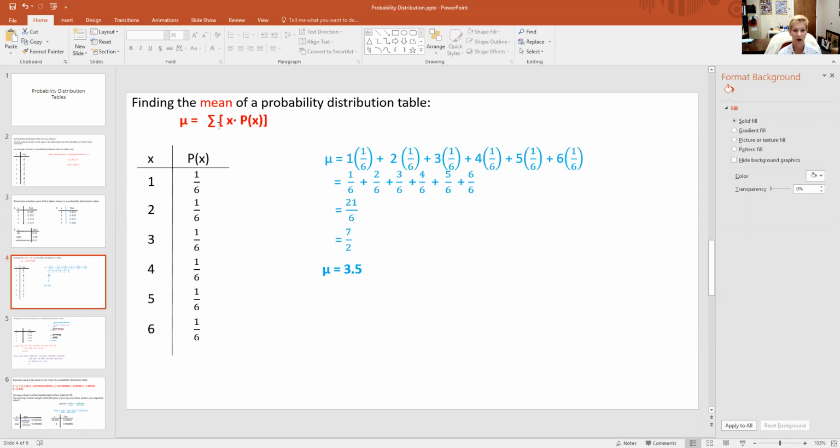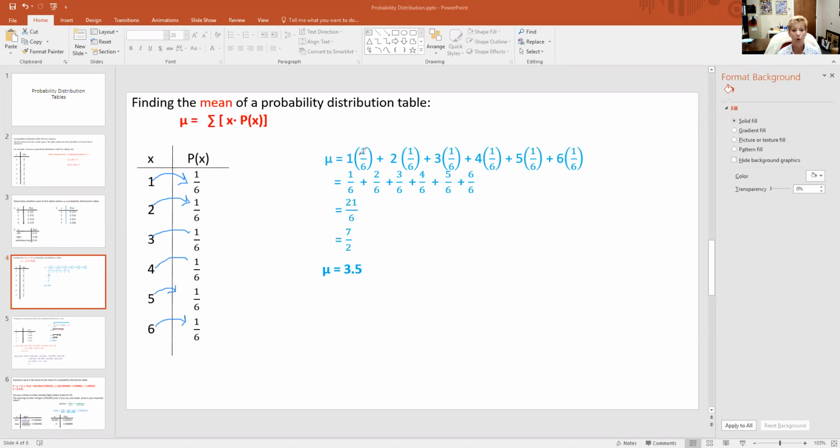Remember, we go inside to do our bracket first. It says take every X and multiply it by its probability. Okay, so I've got to say 1 times this 1/6. So 1 times 1/6. I've got to say 2 times this 1/6. So 2 times 1/6, and 3 times 1/6. And then I've got to say 4 times 1/6. And then I've got to say this X times its probability. So 5 times 1/6. And then I got to say 6 times 1/6.